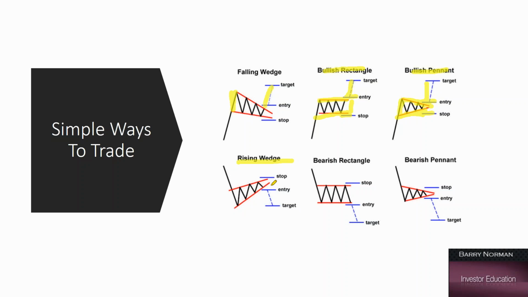A rising wedge, same thing. We would put our entry point when it broke out below the wedge or the support line, put our stop loss above where the wedge was forming, and our target price is the distance of the movement. So it's recognizing the movement and knowing what it's going to do and where to put your entry and exit points.